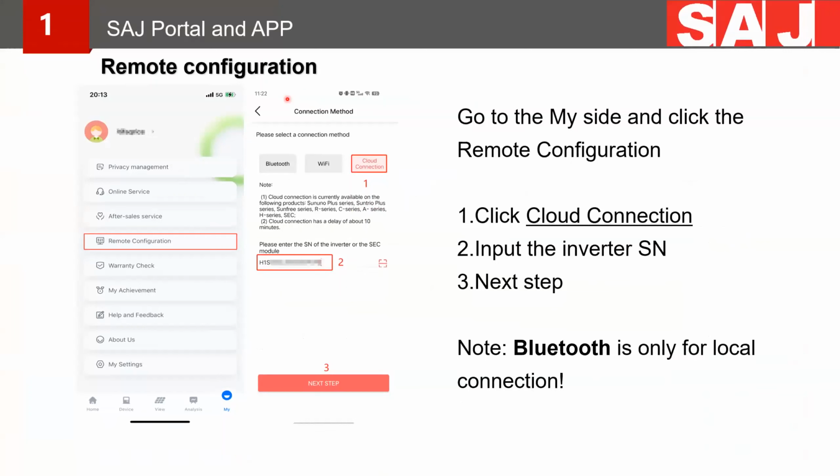It's the same step to log into the remote configuration, but this time we select cloud connection because it's the remote configuration, not the local connection. Remember the difference? If we want to log in via local connection, as an installer installing the system and setting the initialization, we need to log in by Bluetooth because we are on site. But if we are in the office or at home and don't want to stand by the inverter, we need to select cloud connection. It's for the remote configuration. So the same step, tap into this, input the inverter serial number and tap next step.